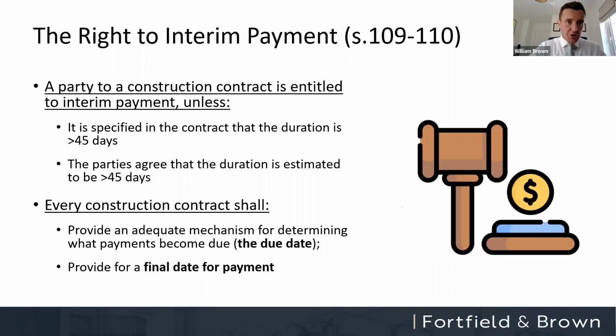So, broad brush, this is what that right to payment looks like. If your contract is over or estimated to be over 45 days in duration, then it has to do this. It has to provide an adequate mechanism for determining which payments become due. It has to give you a mechanism for determining due dates for payment. And also, that should be an and, it has to provide an adequate mechanism for determining the final date for payment. So again, contracts that are over 45 days have to do both of those things.